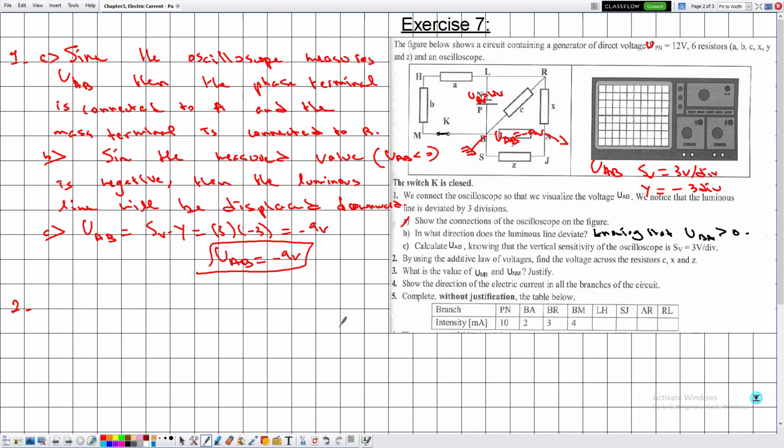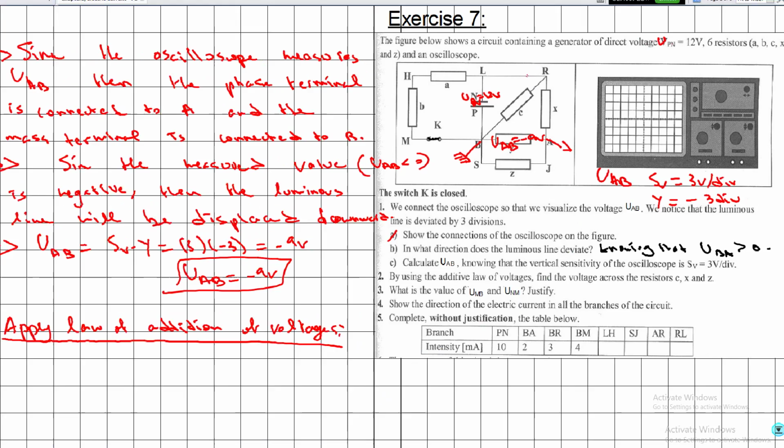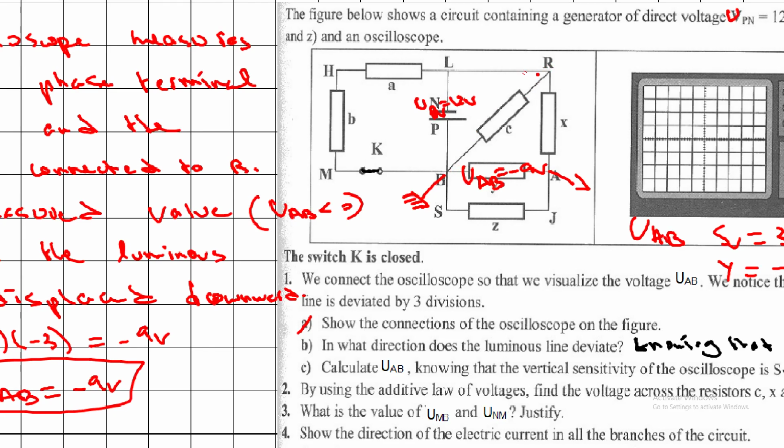Now in number 2 they are telling me, by using the additive law of voltages, to find the voltage across the resistors C, X and Z. So let me first start with C. So apply the law of addition of voltages. On the left we are interested in the voltage across the resistor C. We can either determine UBR or URB.